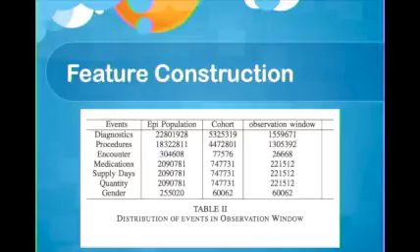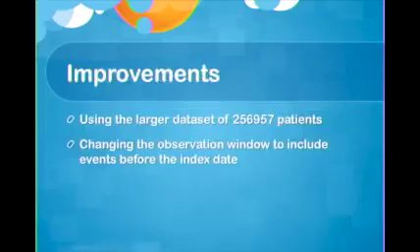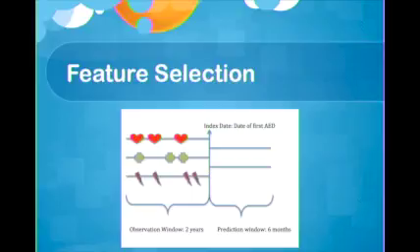I filtered all the events in the cohort as a first step. I made a couple of improvements from the earlier iteration of the project, namely using the larger data set for modeling and then changing the index date to include only events within the observation window, which is 2 years before the index date. The index date is the date on which the first AED was administered. The events for cohorts within the observation window are selected for predictive modeling.